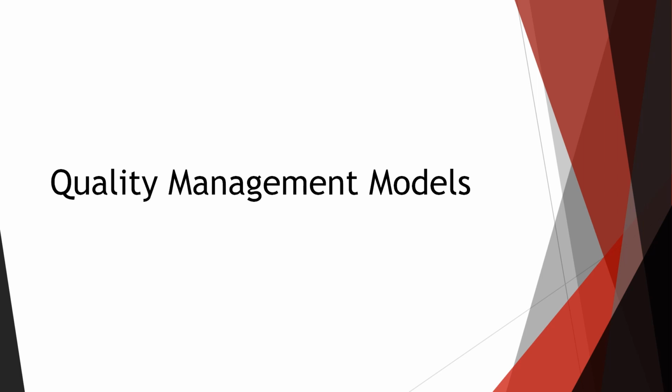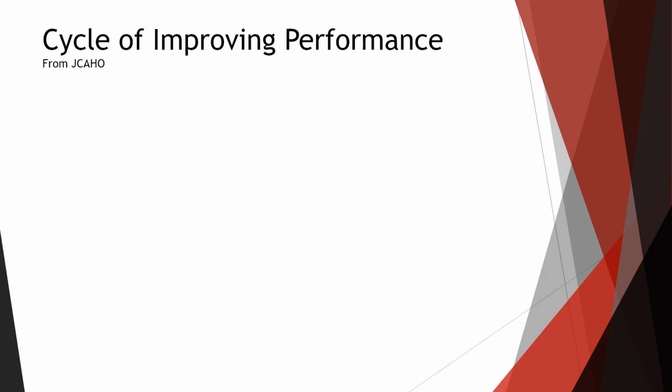Now let's look at a few quality management models. There are many different quality management models. We will look at a few. The first one we will look at is the cycle of improving performance. This is from JACO.